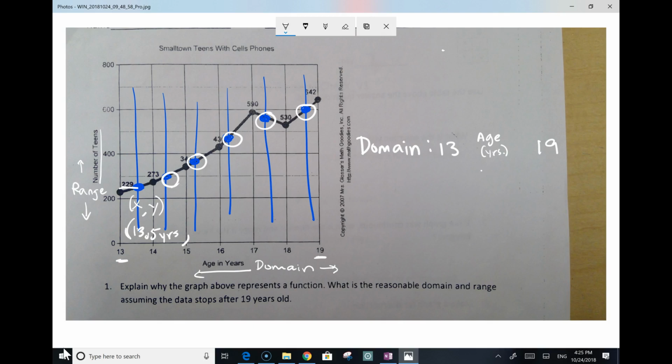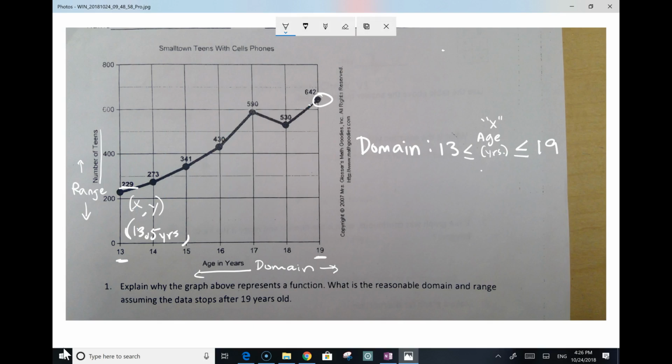Domain is always about your x. So just keep that in mind. My x's are about the age in years. Now, because a person can actually be 13 years old, we're going to use less than or equal to. And because on the graph, a person can actually be 19, I'll put less than or equal.